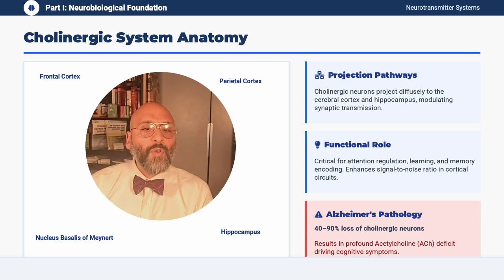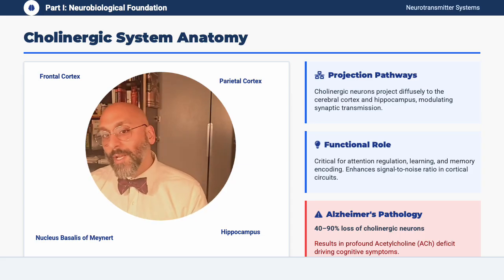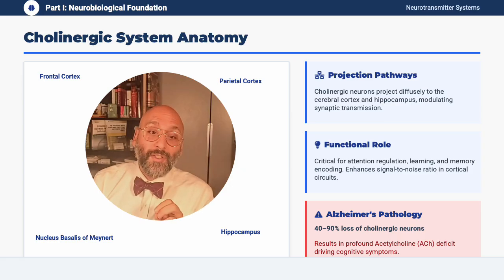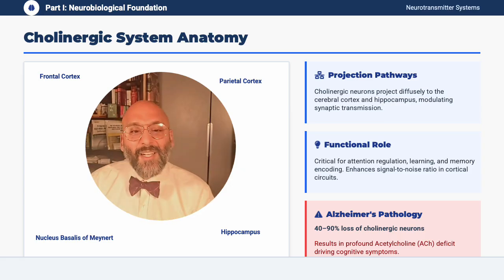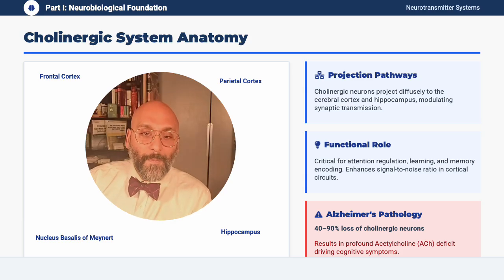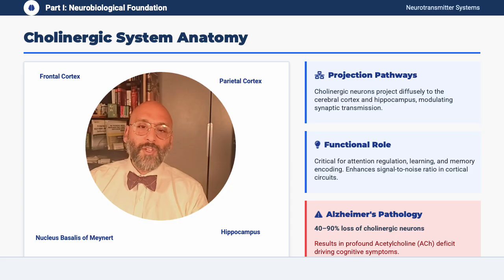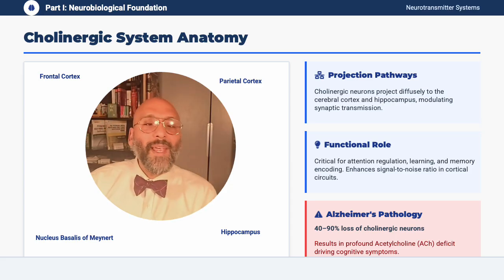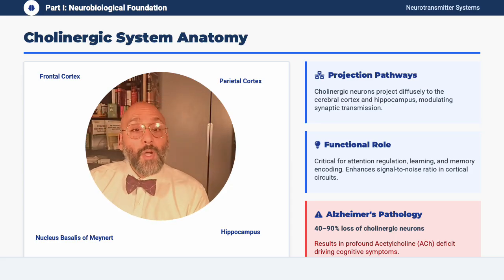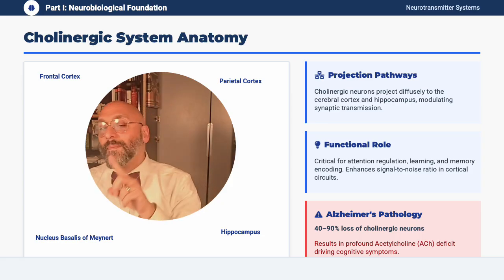The functional role of acetylcholine is critical for attention regulation, learning, and memory encoding, especially of new information. So in the hippocampus, acetylcholine supports encoding over retrieval, helping form new memories rather than recalling old ones. So clinically, this explains what patients with cholinergic deficits struggle most with, which is new learning, not remote memory.